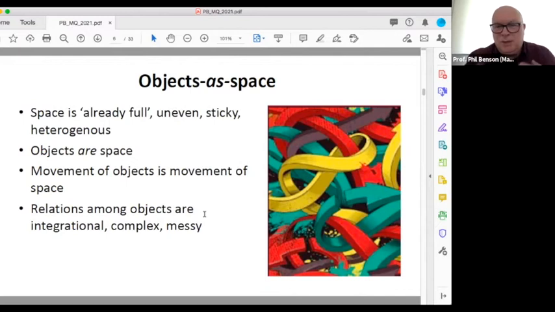When we think of mobility from this perspective, it's space itself, the whole field of space, that is moving rather than the objects within that space. And as a consequence, relations among objects are not so much measurable and geometric. They're kind of integrational, they're complex, and probably the best word to describe them is messy.